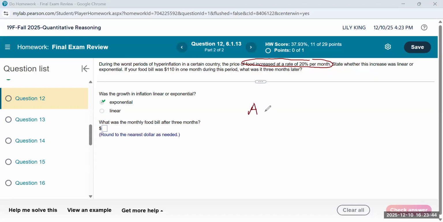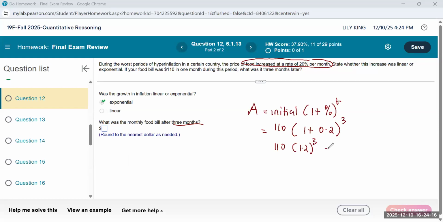So in an exponential growth equation, you need to have some initial amount. You need to add the percent increase to a 1. You have to make sure to change it to a decimal. So the initial amount is the $110 food bill. The percent converted to a decimal is 0.2, and you have your time to be about 3 months. So 110 times 1.2 exponent 3. And the question wants us to round to the nearest dollar. This is $190.